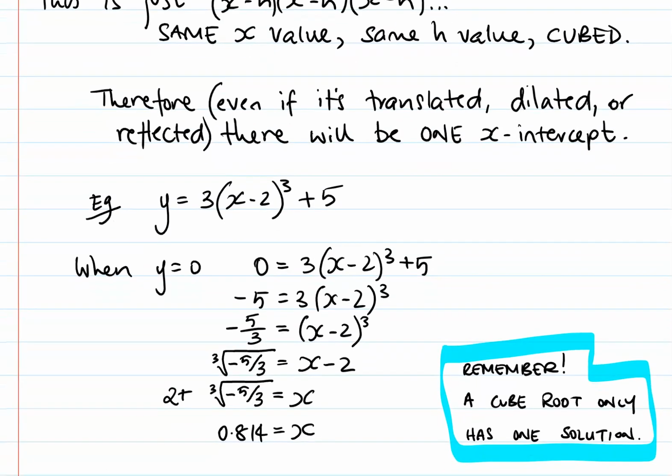If we go ahead and solve, we can find that there is only one x value, and that is positive 0.814 when y equals 0. It's good to remember that a cube root only has one solution, unlike a square root which has 2 solutions. A cube root only has one solution, which is why there can be one x-intercept for a cubic.